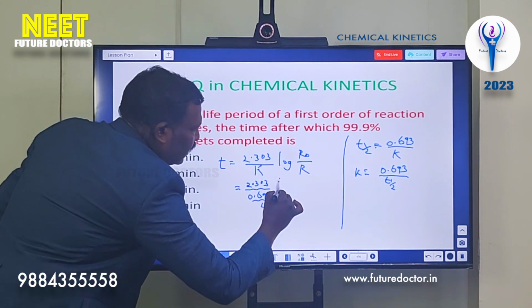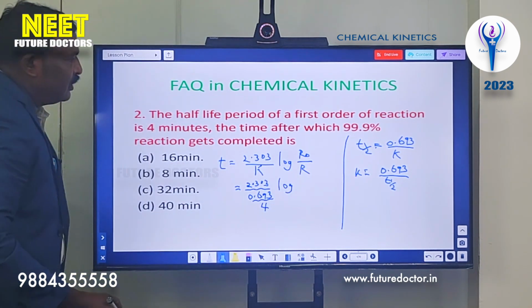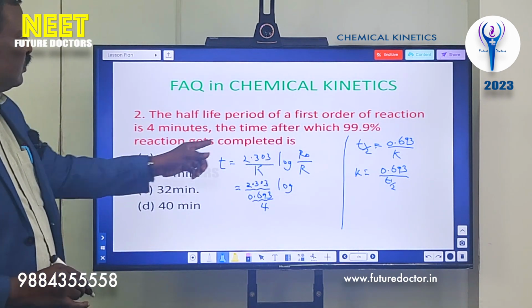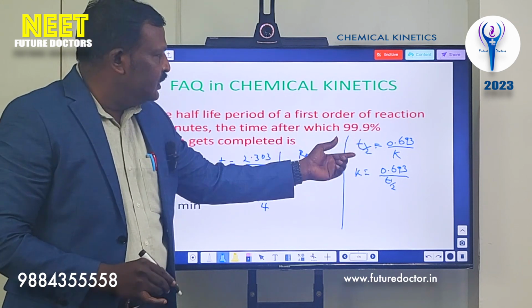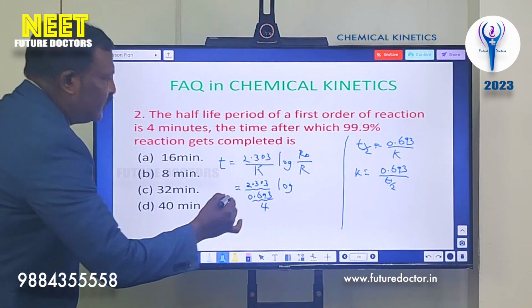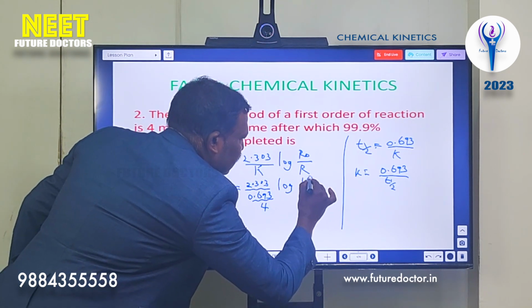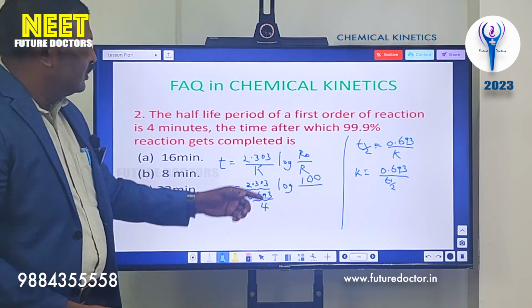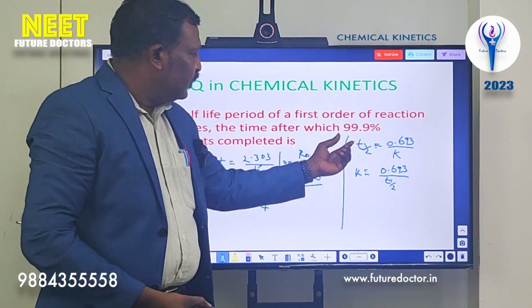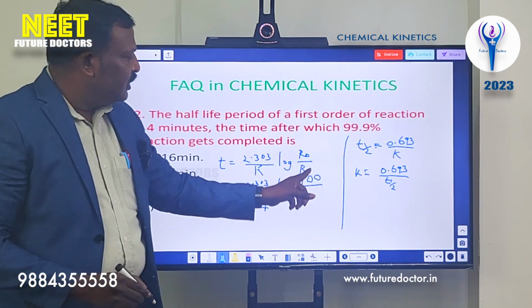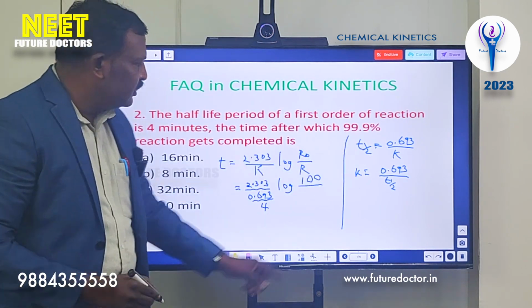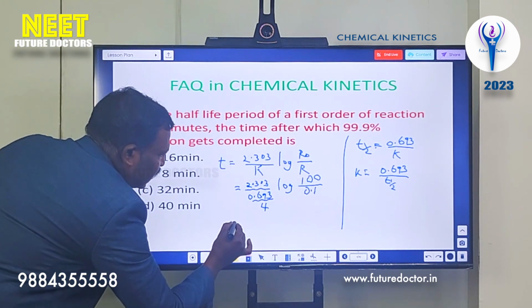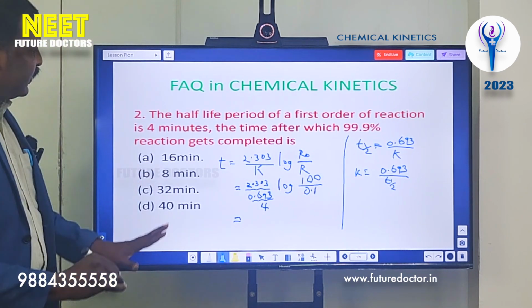Okay. Then log R naught. R naught, I told you, is the initial concentration. Since percentage is given, we consider the initial concentration as 100%. So R naught is 100. Understood? R is called the remaining concentration. So 99.9% is completed. What's the remaining concentration? You just subtract 100 minus 99.9, you know that, 0.1. Understood? Okay. That's all. If you simplify, we get one answer.